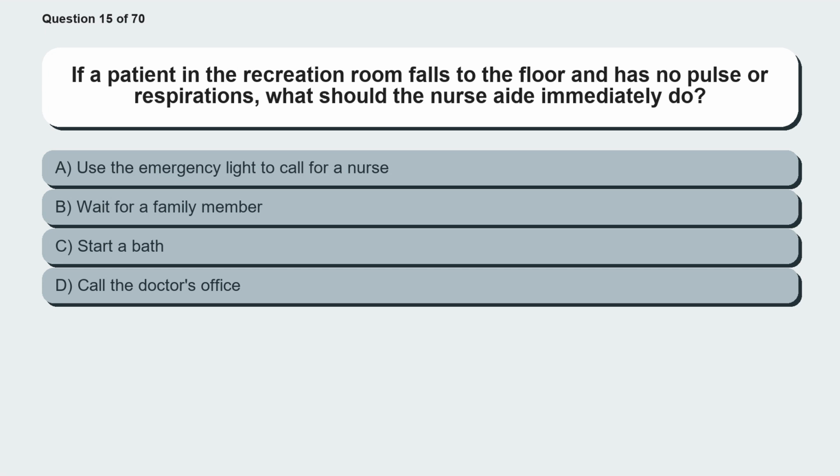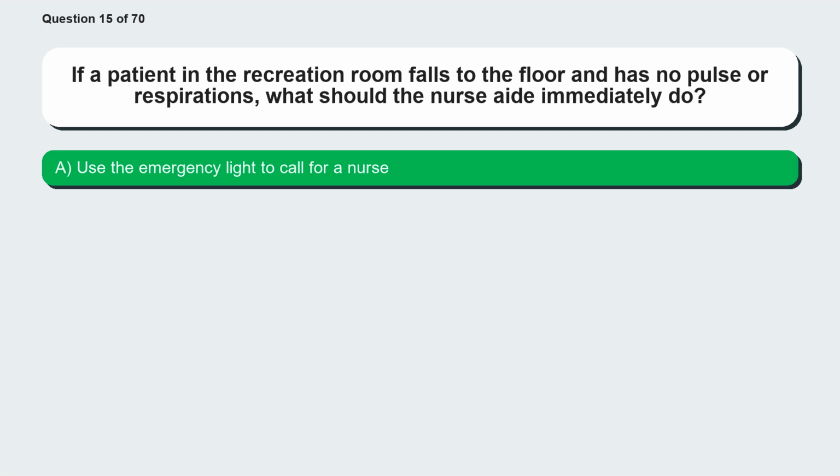Question 15. If a patient in the recreation room falls to the floor and has no pulse or respirations, what should the nurse aide immediately do? Option A. Use the emergency light to call for a nurse. Option B. Wait for a family member. Option C. Start a bath. Option D. Call the doctor's office. The correct answer is option A.